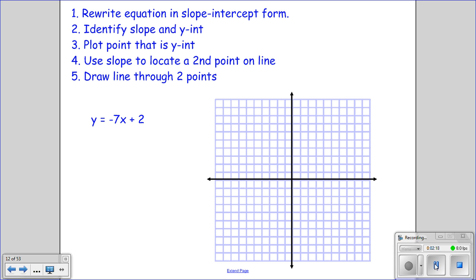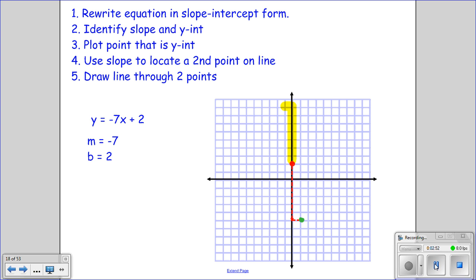When you look at this equation, it is already in slope-intercept form. So we have slope is negative 7 and y-intercept is 2. Graph your y-intercept, 2 on the y-axis. Then we will find another point using slope. Now, negative 7 is our slope, so we can go down 7. Negative 7 tells us to go down, and that's over 1, so we go to the right 1, and we'll put a point down there.